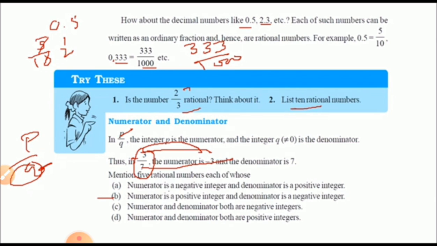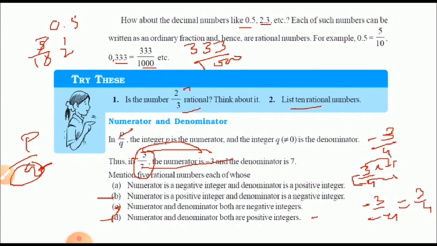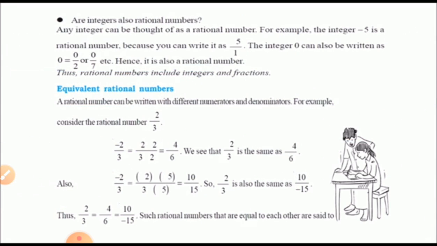Yes, correct. Look here. The numerator can be a negative integer and the denominator a positive integer. The numerator can be a positive integer and the denominator a negative integer. Also possible: numerator and denominator both negative. Also possible: both positive. It is also possible. At least it should be positive or negative. But one thing is that q, the denominator, never becomes 0. Got the idea? Otherwise, you can simplify it and get the answer.